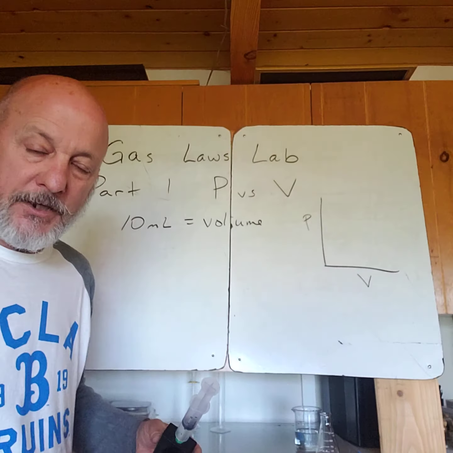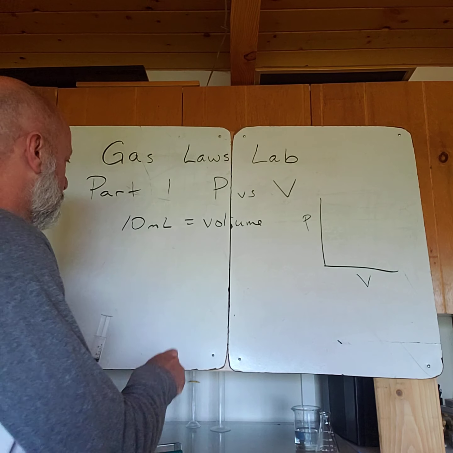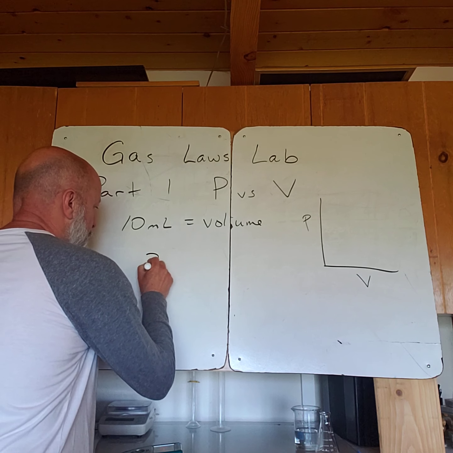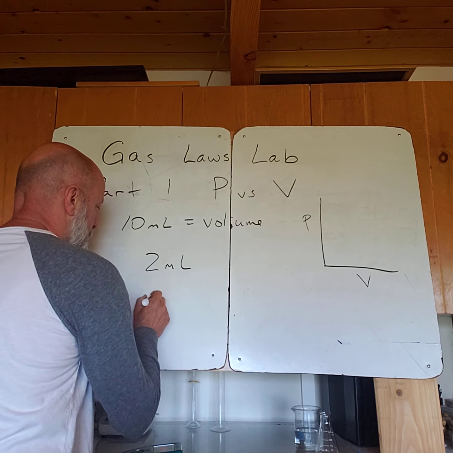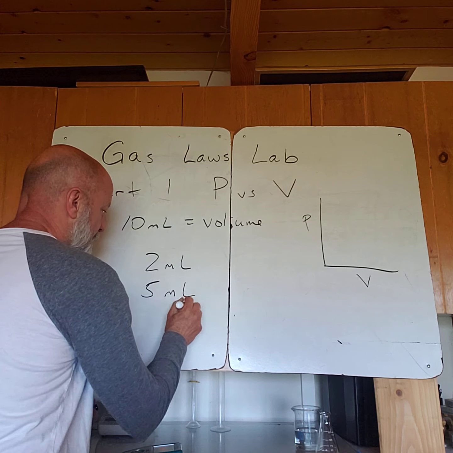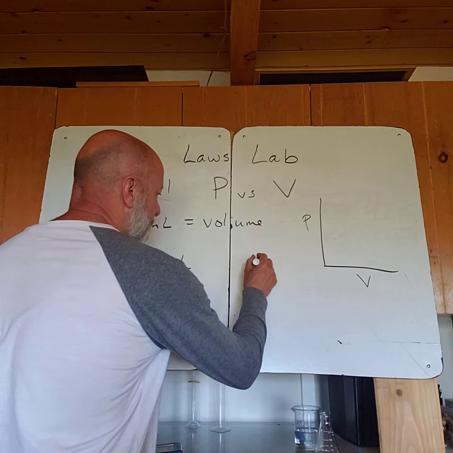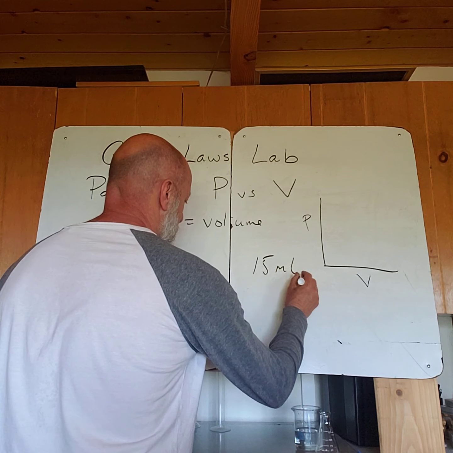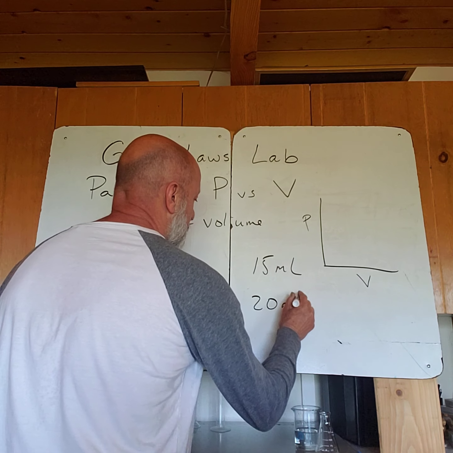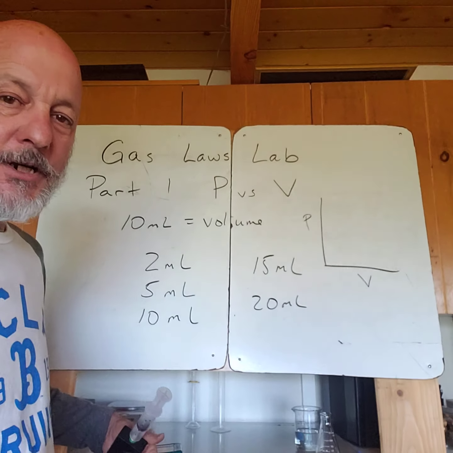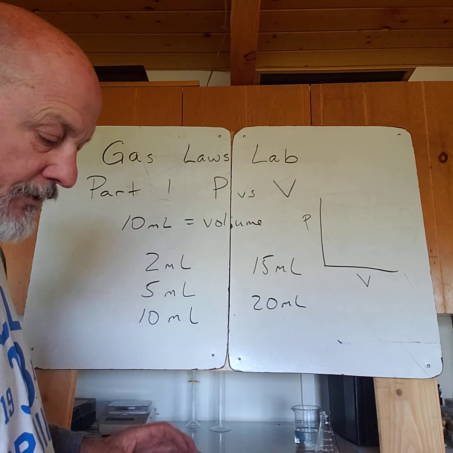So you're going to try going from 2 milliliters, 5 milliliters. You can come back to 10 again. We already have 10. Then 15 milliliters and 20 milliliters. So we're going to read the pressure at 5 different volumes.